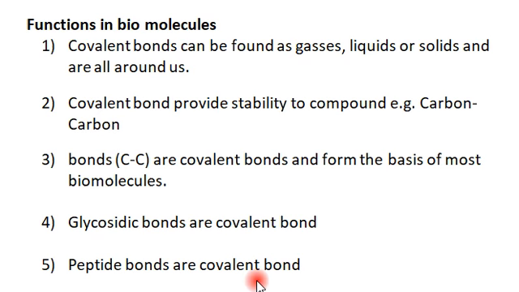Similarly, two amino acids attach to each other and form a protein. The bond between two amino acids is called a peptide bond. It is also a covalent bond. Almost all enzymes and hormones are protein in nature. They regulate the physiology of the living body. Hence, peptide bonds are crucial for regulating the physiology of any living organism.